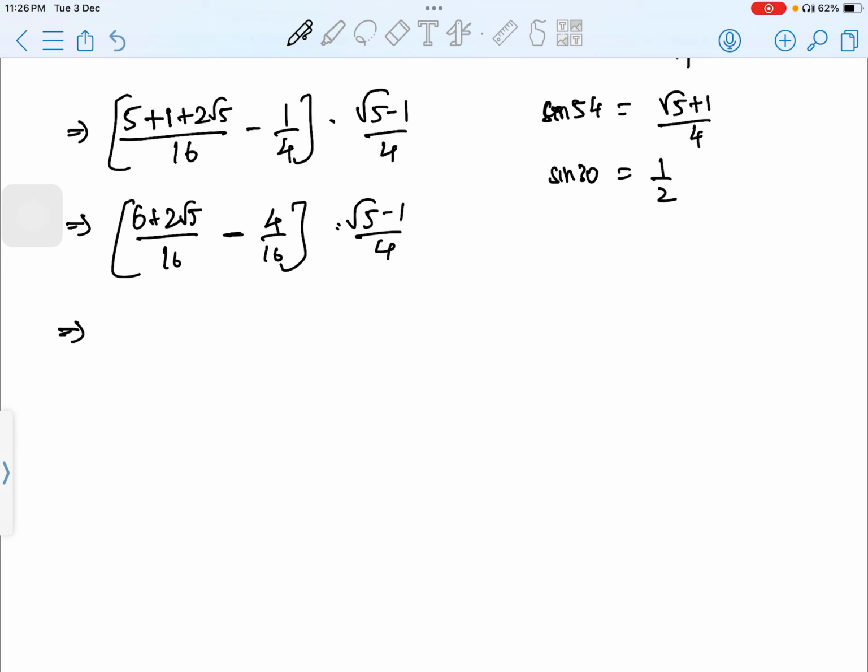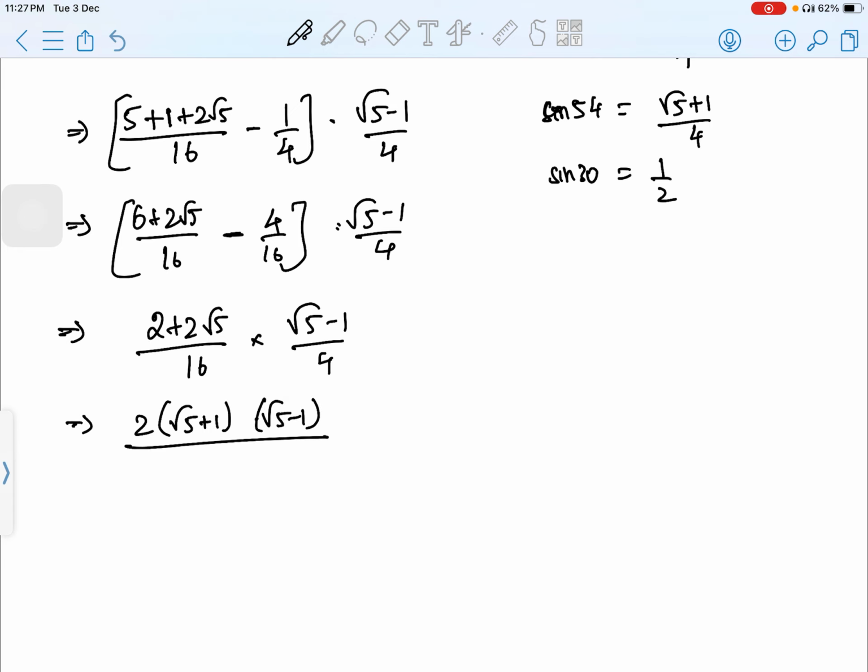So this will be 6 minus 4. If you combine the numerators, you will get 2 plus 2 root 5 by 16 into root 5 minus 1 by 4. Take 2 common out: root 5 plus 1 into root 5 minus 1 divided by 16 into 4. So numerator will be 2 into, if you use the a plus b, a minus b formula, you will get 5 minus 1 divided by 16 into 4. This 4 and 4 cancel, this and this cancel, 8. So the answer is 1 by 8. Can you understand?